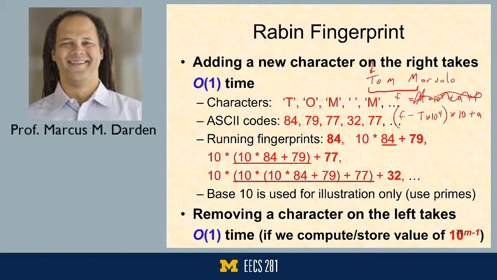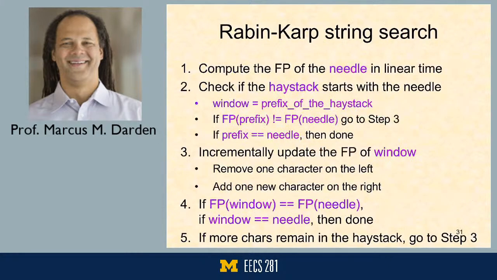So if I'm looking for a small string within a larger string, that's what Rabin-Karp string search is. I first calculate the fingerprint of the needle. That's not ever going to change because I'm always looking for that particular term. Then I calculate the fingerprint of the first needle number of characters in the haystack, and I can compare them right away. If they're not the same, then the haystack doesn't start with the needle.